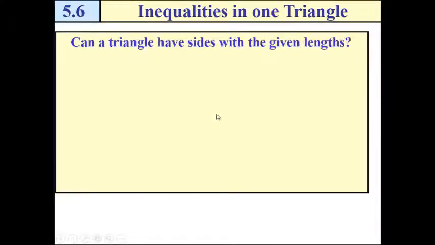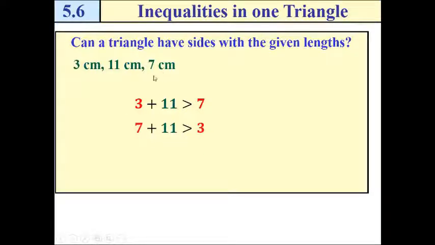Let's see the next one. Here we have the given lengths 3, 11, and 7. By adding any two sides, we check if their sum is more than the third or not. 3 plus 11, yes, is more than 7. 7 plus 11 is also more than the third side 3, but 7 plus 3, is their sum more than 11? No. Then we cannot use the given lengths to draw a triangle. Then we will say no.